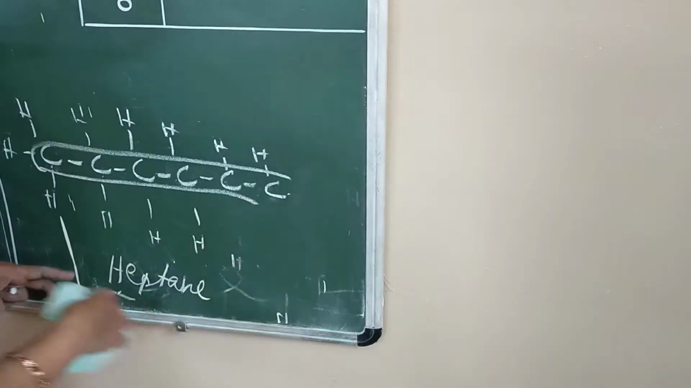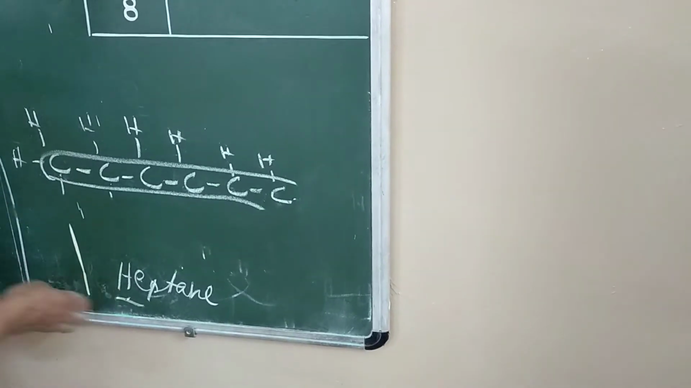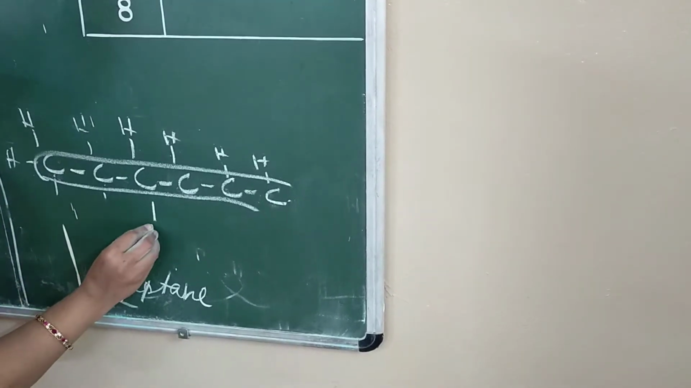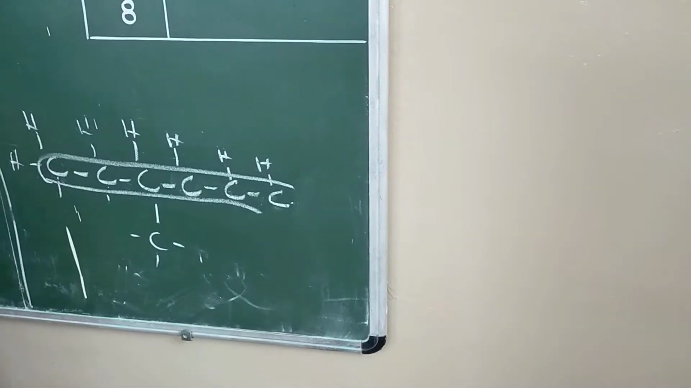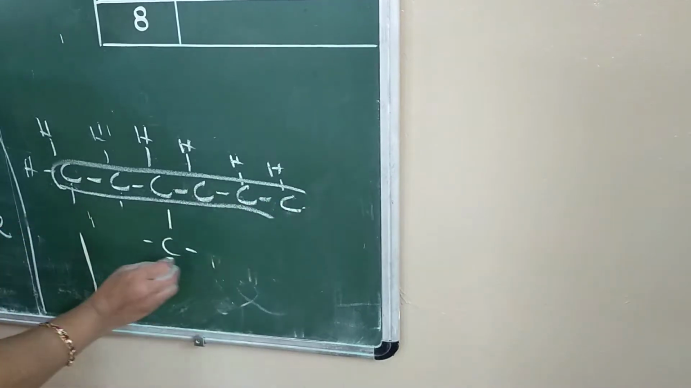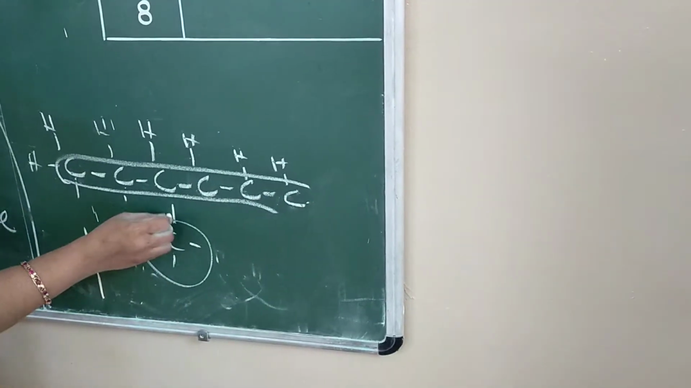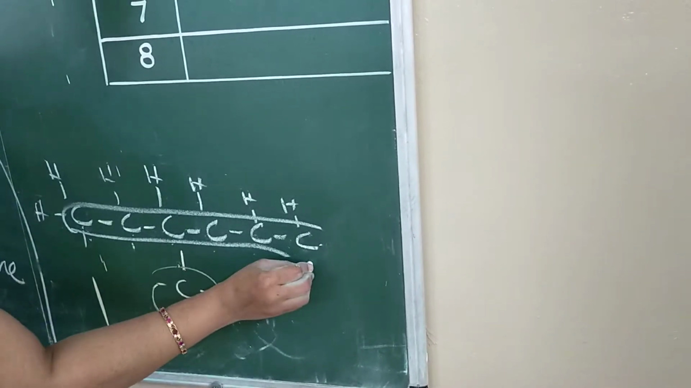Now look at here. This carbon we have taken, we have attached it here. Now what will be the name? 1, 2, 3, 4, 5, 6. Six are there in a straight line. The methyl group is there in which carbon atom? 1, 2, 3, 4, 5, 6.